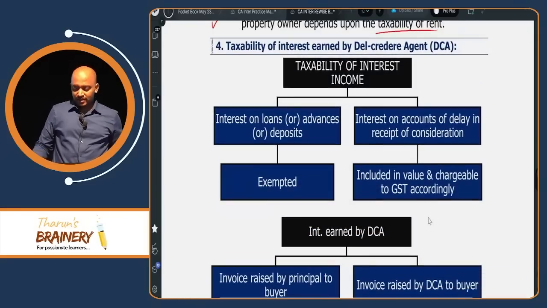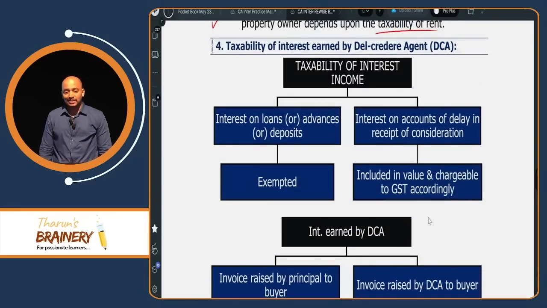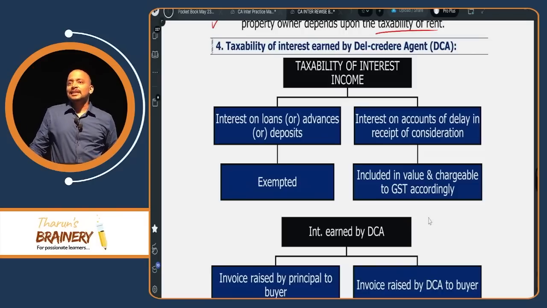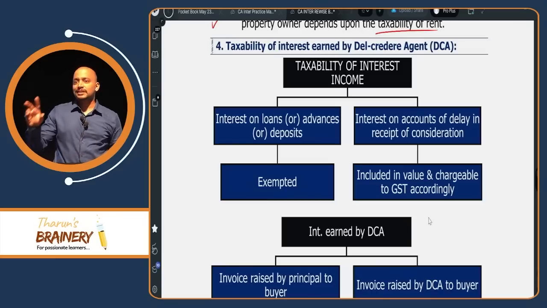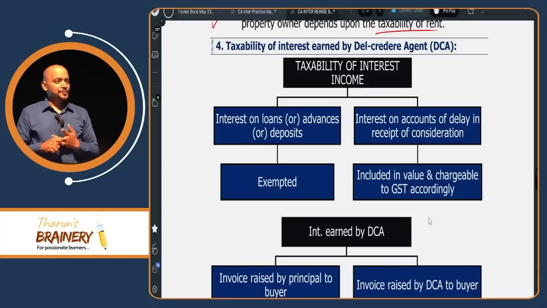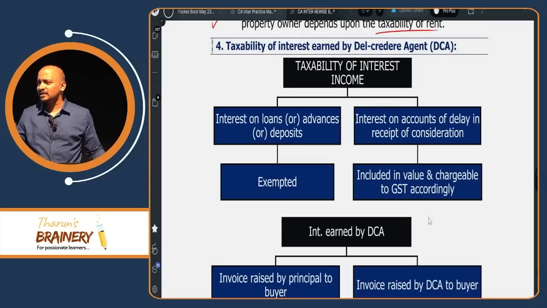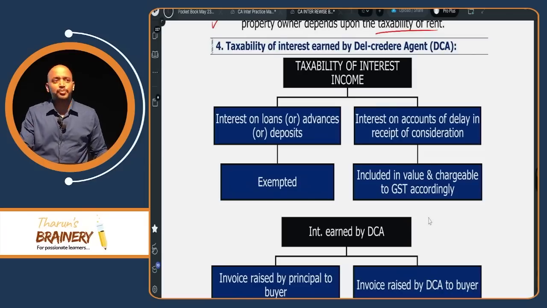Then next one, taxability of interest earned by a del credere agent. First we will see taxability of interest income. Interest income is broadly divided into two in GST: interest on loans, advances and deposits, and interest on account of delay in receipt of consideration. Interest on loans, advances, deposits, for example a housing loan, education loan, personal loan, or any kind of deposit like a fixed deposit, savings deposit or term deposit. That interest on loans and on deposits is exempted.